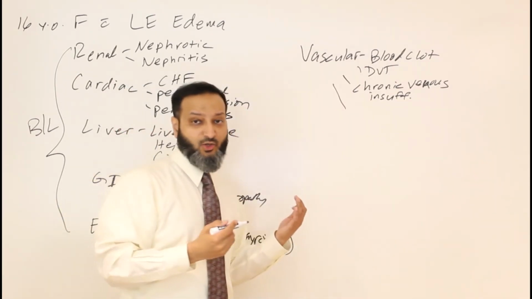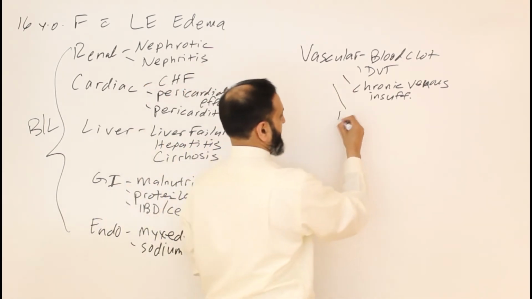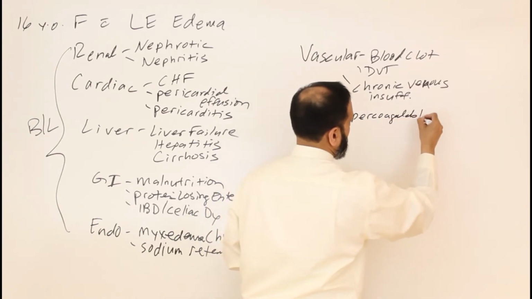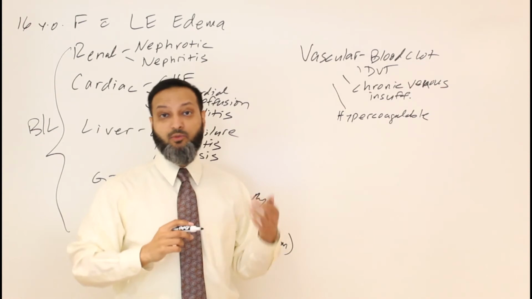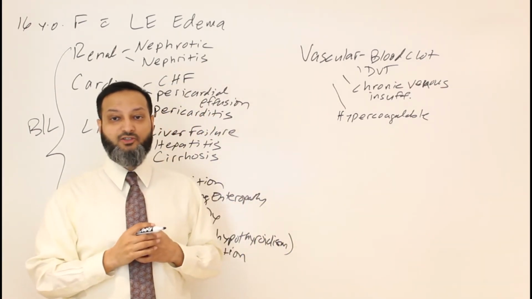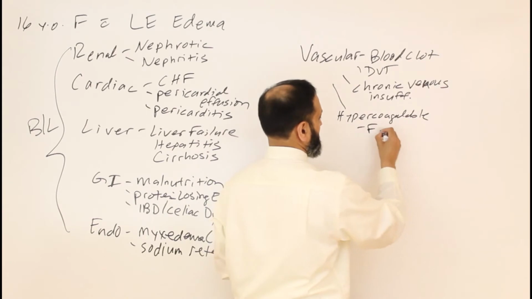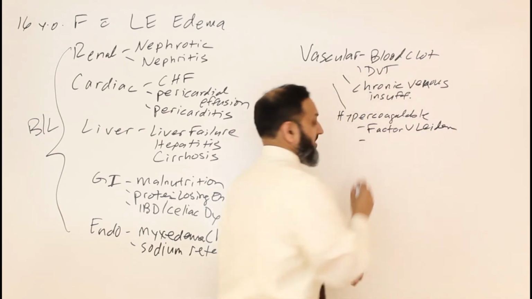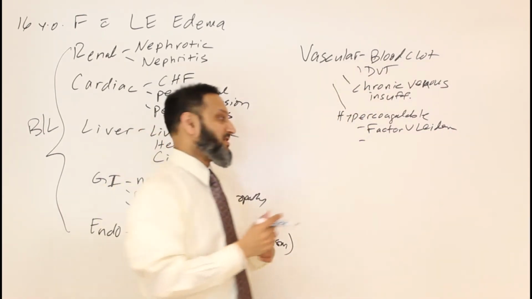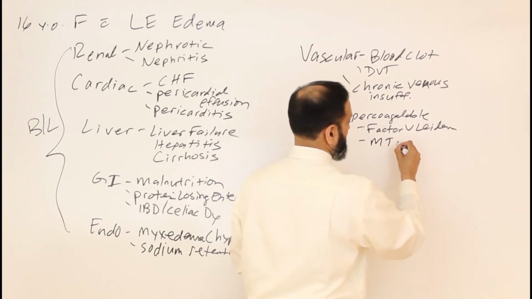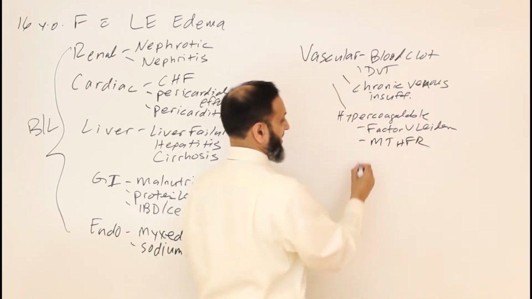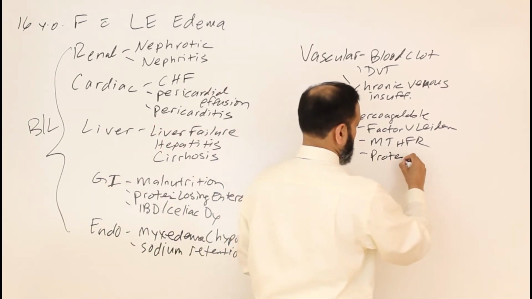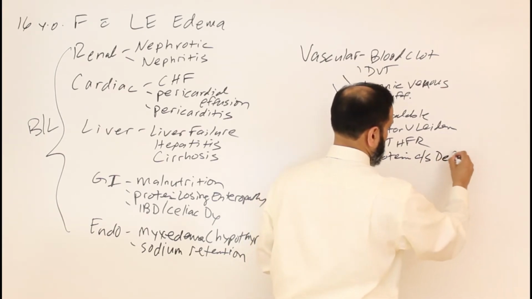And then if you have blood clots related to some sort of hypercoagulable state, right? So if she has some hypercoagulable state, that sets you up for blood clots as well, right? So she could have something like factor V Leiden, right? Factor V Leiden, that's a cause of hypercoagulability, right? She could have MTHFR issues, MTHFR, and that can cause you to have hypercoagulability as well, or you can have a protein C or protein S deficiency. That can lead to hypercoagulable states as well.